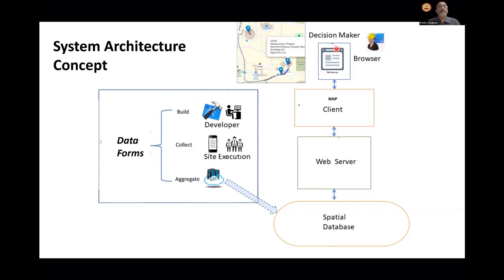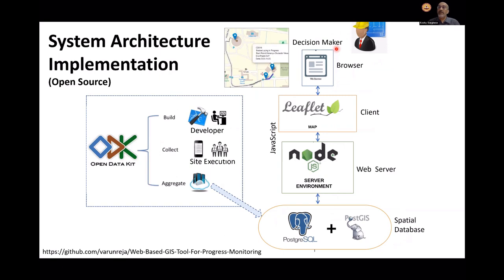Now, we translated this system architecture concept using specific tools that are available. This is a set of tools which we chose. You can see the Open Data Kit, which we chose for the forms, PostgreSQL for the database, PostGIS for the geographic information system, and the Node.js and Leaflet interface to serve the maps to the browser. So this is the set we used. It's open source and easily accessible, and we were able to develop platforms over this. If you're interested in more details on this, Varun has loaded this on GitHub, and you can access it. But this was basically the architecture which we went with.